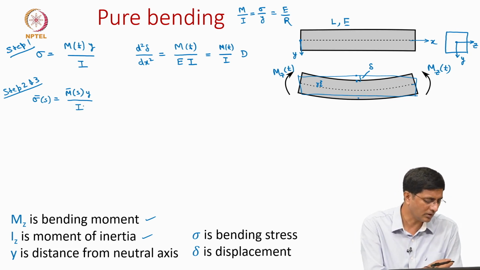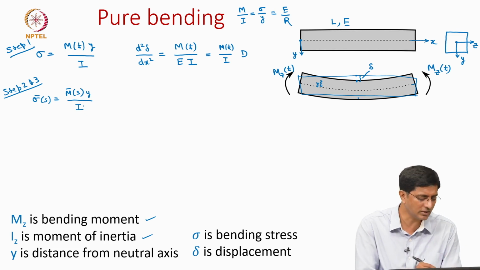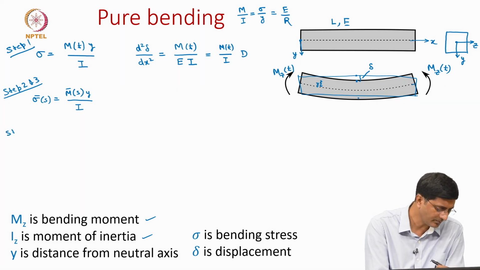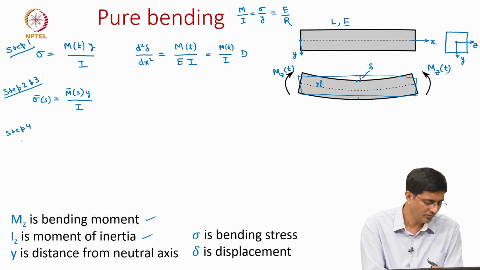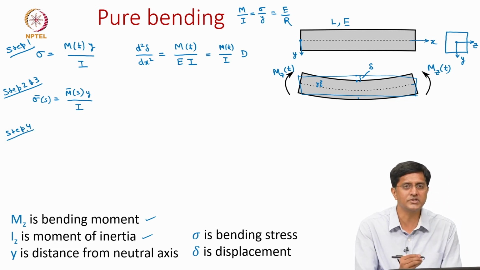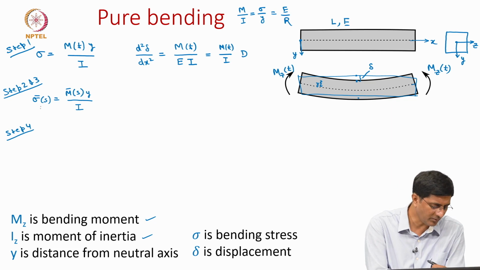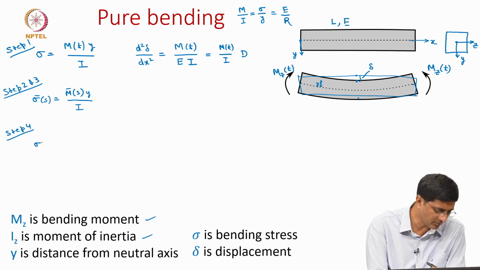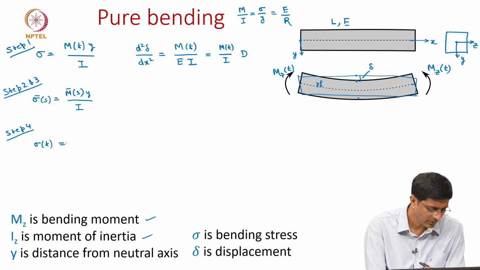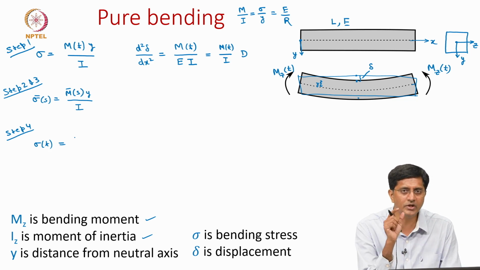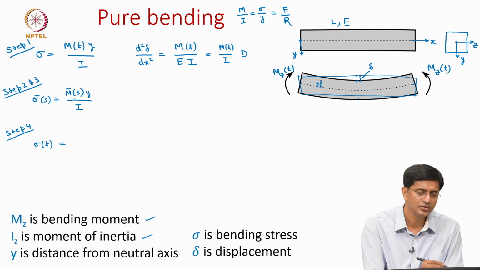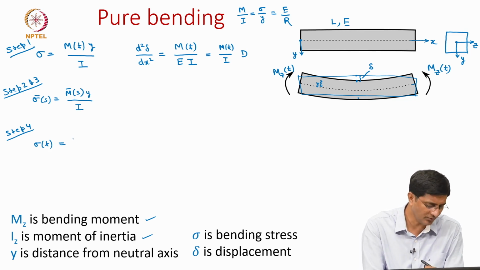So, after writing these steps 2 and 3, what is the last step? Step 4. We need to apply the inverse Laplace transform. So, inverse Laplace transform for the stresses will be sigma of t, and to the right hand side we only have one Laplace term, which is M of s. So, the inverse Laplace transform for that will be M of t.